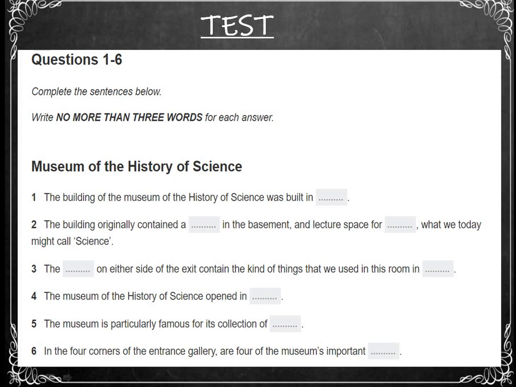The Museum of the History of Science opened in this building in 1925. It's particularly famous for its very early scientific instruments, and the central area of the entrance gallery illustrates the breadth of the collection. From Western Europe through the Islamic lands to the Far East, and from science to what we today would think of as magic. Then, in the 4 corners of the entrance gallery are 4 of the museum's important individual collections. This is the end of the audio script.